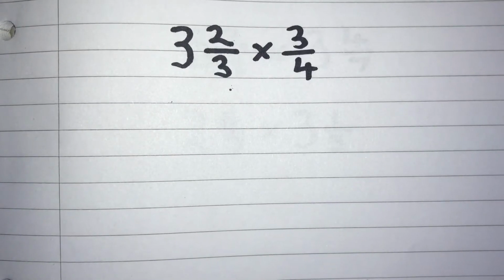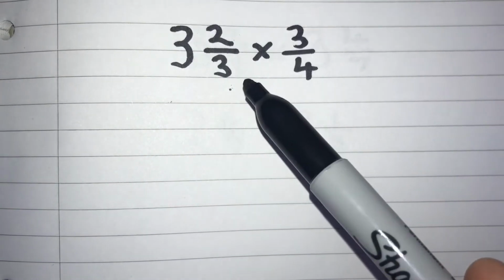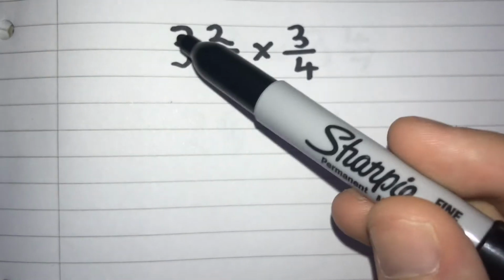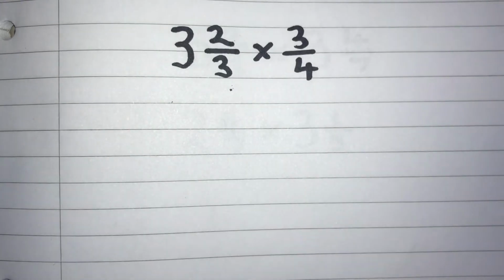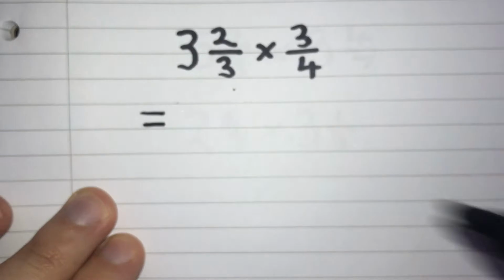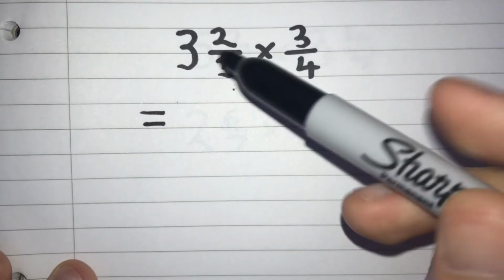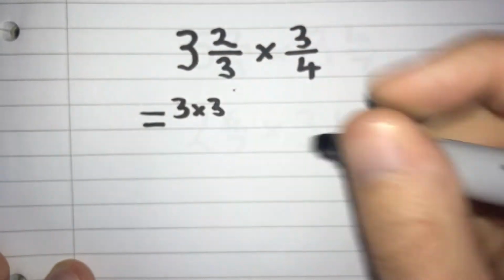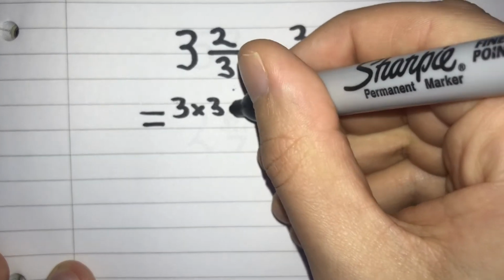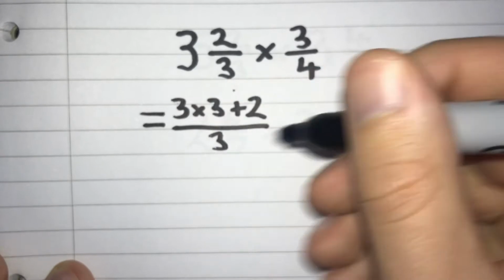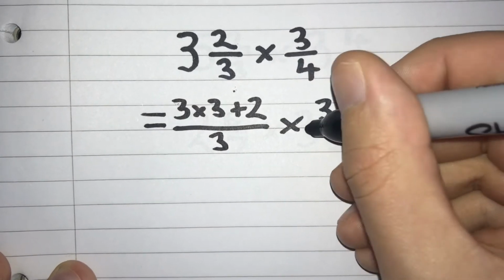Now let's take a look at another example. This time we have 3 and 2/3 multiplied by 3/4. So of course this means 3 whole ones and 2/3 multiplied by 3/4. Well, let's first of all turn this 3 and 2/3 into a top-heavy fraction. So we've got 3 whole ones. Each of those whole ones is going to be 3/3. So we can do 3 multiplied by 3 on the top, and we add on this 2 that we've already got. And it's all going to be over the same denominator of 3. And it's multiplied by 3/4.